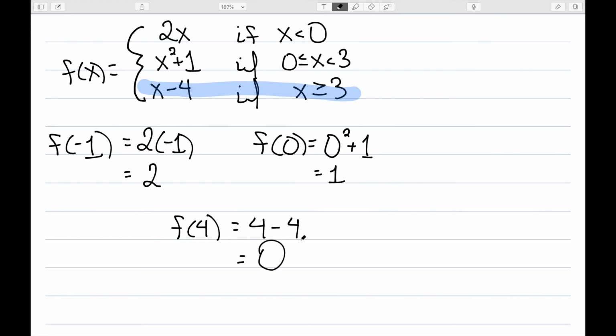So with piecewise functions, we need to start by checking exactly what case we're in, and then we can evaluate as before.